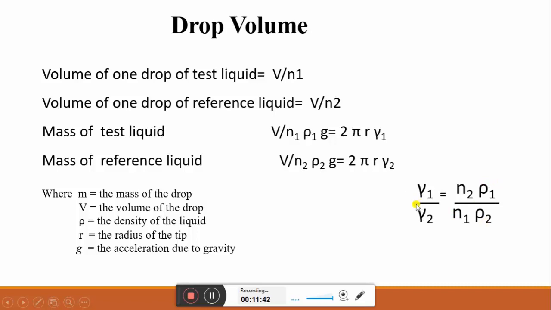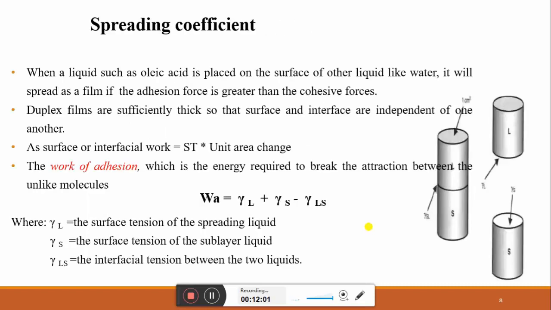We have the value for the surface tension of the reference liquid, and after putting all these values we can find out gamma 1. So basically, the drop volume method and drop weight method are used for measurement of the surface tension of a test liquid with respect to the reference liquid. Now the next topic is spreading coefficient.